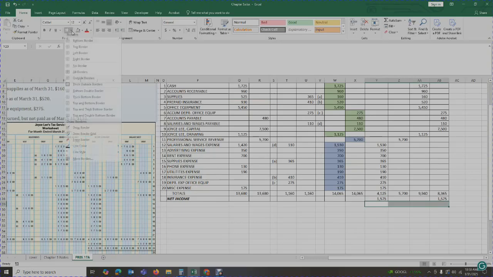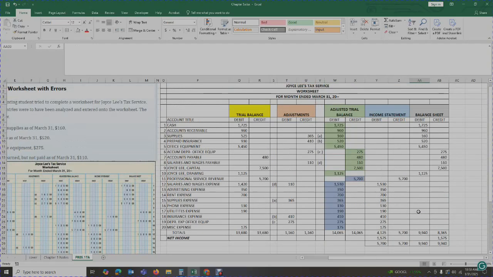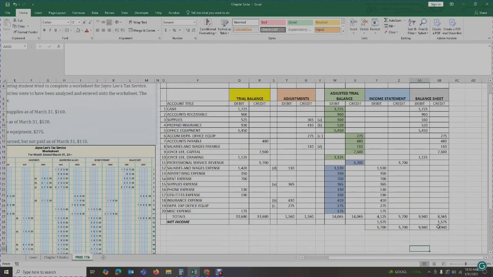Now I'm going to retally my numbers, and let's see what we get. Okay. So now I'm in balance. My income statement, my debit equals my credit. My balance sheet, my debit equals my credit.